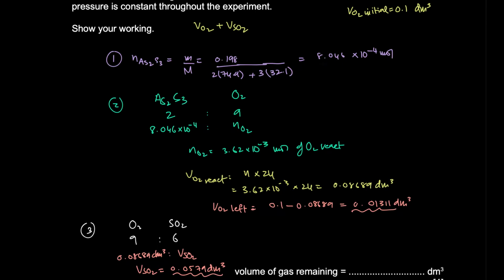So we have the volume of oxygen left and we have the volume of sulfur dioxide. So what's the total volume of gas? That is 0.0131 plus 0.0579, and we should get 0.071 decimeter cube. And this is the answer to three significant figures, 0.0710.